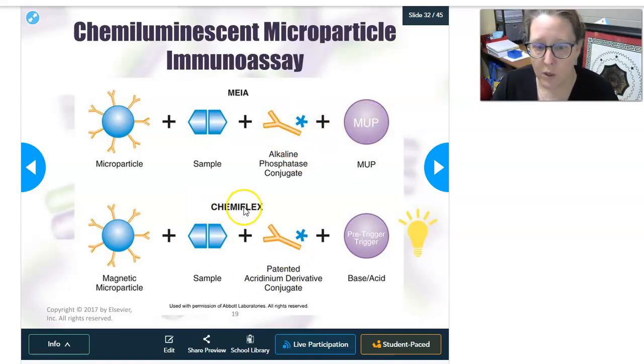With the chemiluminescent one, it's a magnetic microparticle and sample, and then an acridinium derivative conjugate, which, since this is chemiluminescent, causes a light change instead of a color change. And there's the chemical that would trigger the chemiluminescent reaction, and then you would detect light. So pretty much they're both microparticles. One of them is magnetized. They're both sandwich assays, just one of them uses an enzyme color reaction and the other one uses a chemiluminescent reaction.